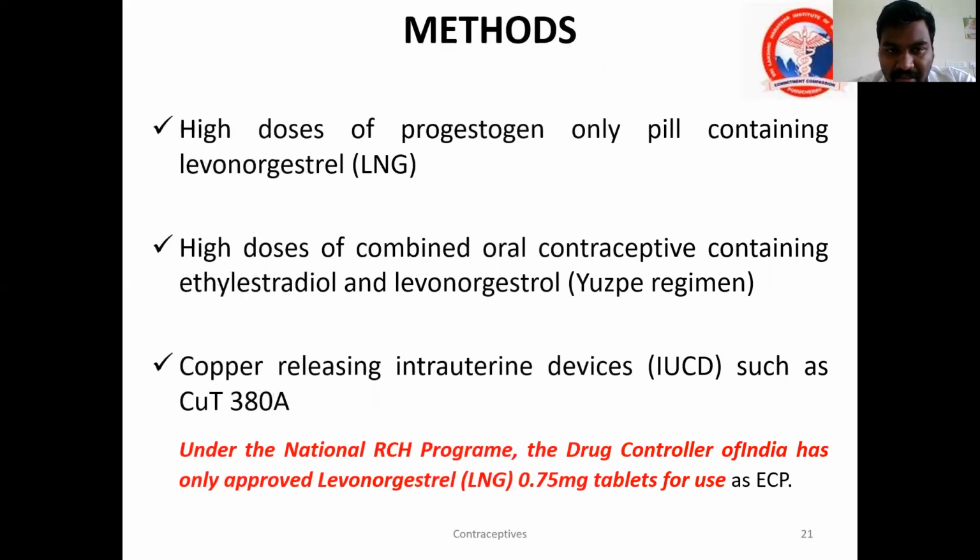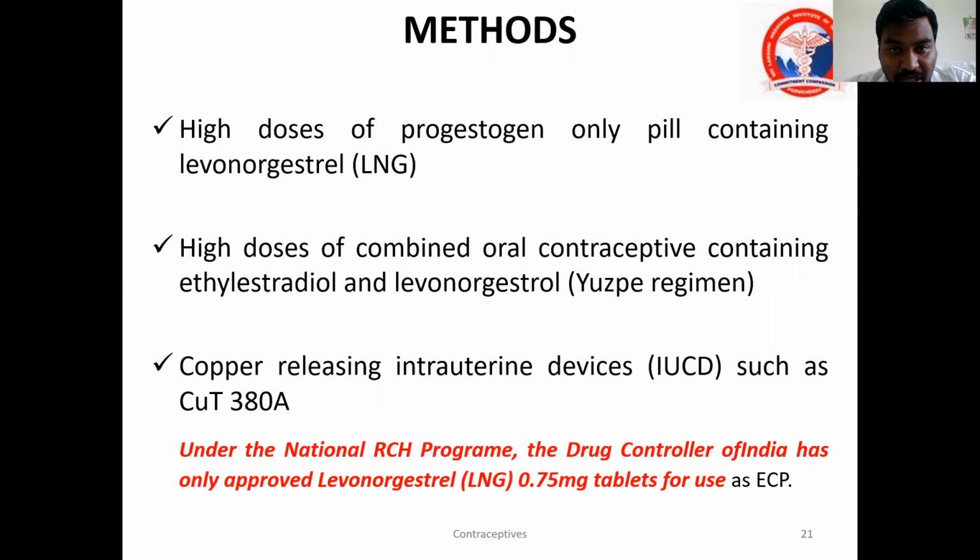And in case of sexual assault, these are all the important indications for the emergency method. And it has 3 methods. One is we can take a high dose of progesterone, that is levonorgestrel 0.75 milligram, 2 doses. First dose within 72 hours and second dose 12 hours after the first dose. This is the first method.